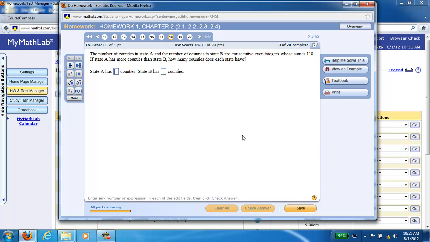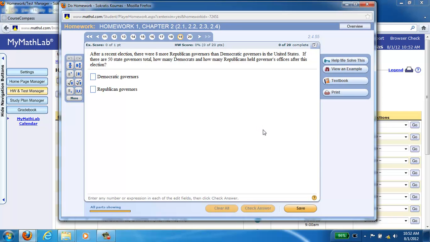The number of counties in state A and the number of counties in state B are consecutive even integers. Now if you have even, the relationship will be what? x and x plus 2, because you have a difference of 2 between the two numbers. So you have x and x plus 2. If you have consecutive numbers, it's x and x plus 1. If you have consecutive even or odd, it will be x and x plus 2. So the first one is x, the second x plus 2 equal to 118, and then you solve for x.